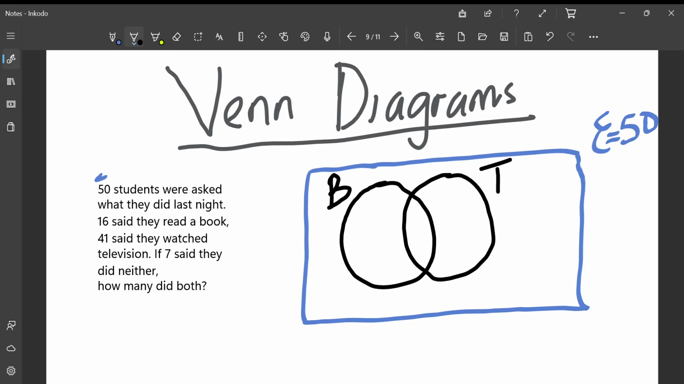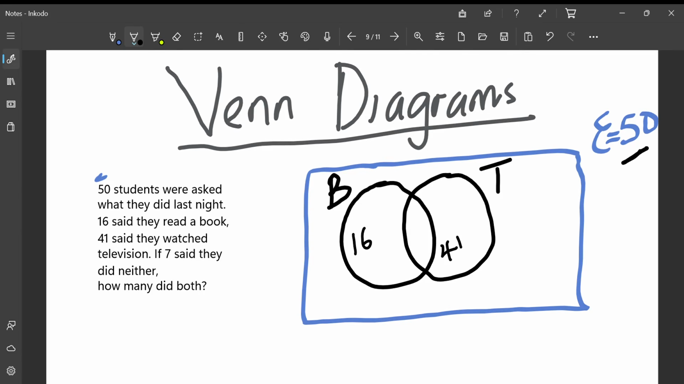Okay, now let's look at the question. We were told that the total number of students is 50. I've written it here, the universal set. Then 16 people read the book, which means in this circle for book, I'm going to write down the number 16. All right, 16 people read a book. 41 said they watched television. So in the circle for television, I'm going to do what? I'm going to write 41.